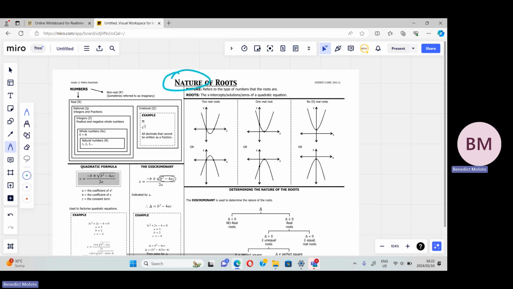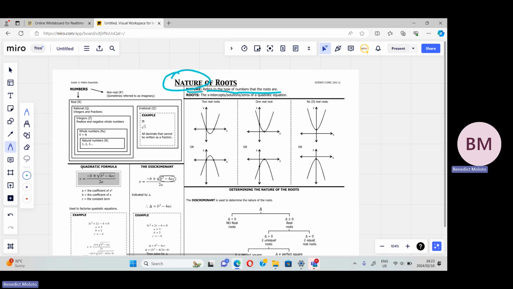Nature of roots. This is the nature, right? What is the nature? We know that the nature of something is the way in which something was since creation. Let me not go far, because if in creation, I can get into life science, geography, whatever. So let me now explain mathematical terms. Here you can see, nature refers to the type of number that the roots are. The type of numbers that the roots are.